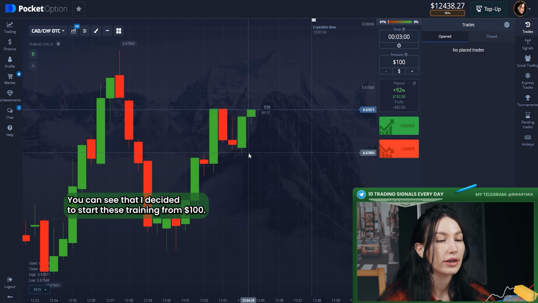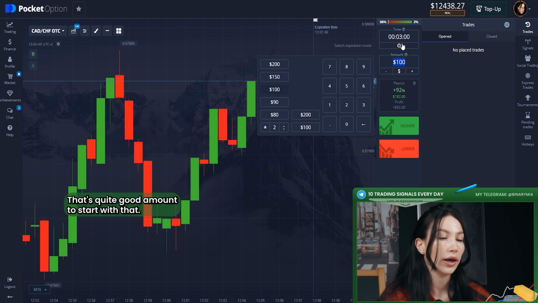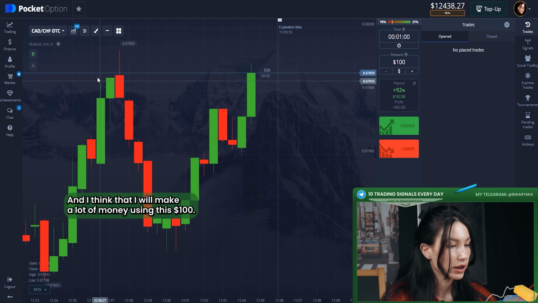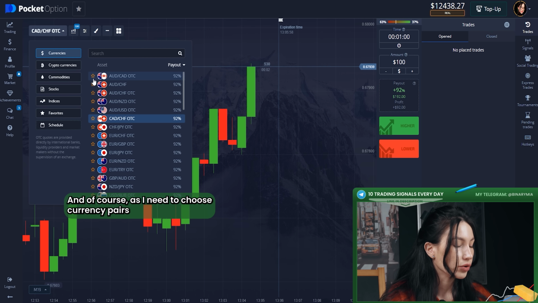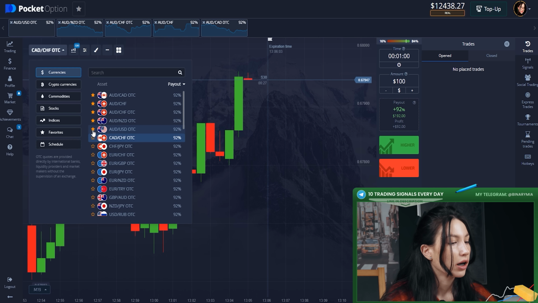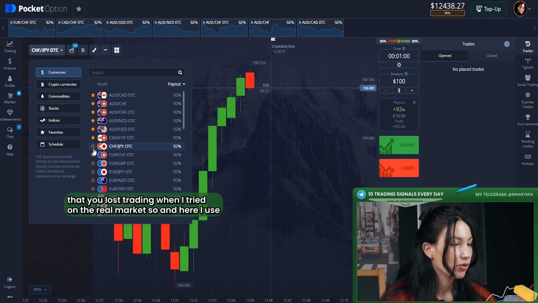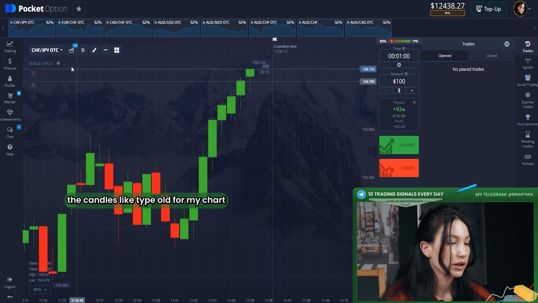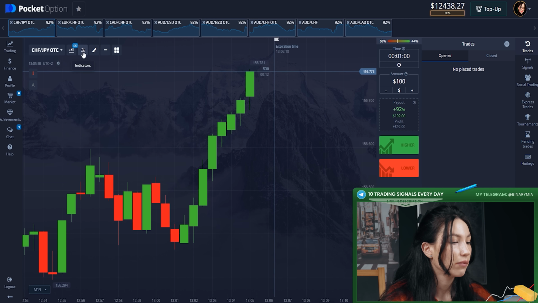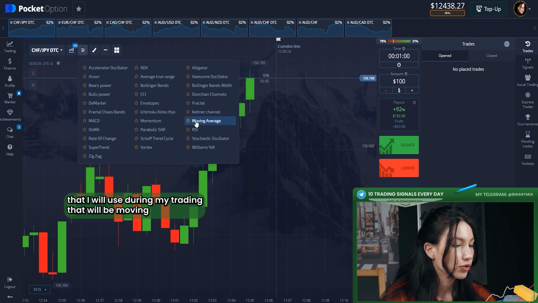Okay, I'm ready to start. You can see that I decided to start this trading from $100. That's quite a good amount to start with, and I think that I will make a lot of money using this $100. And of course, I need to choose currency pairs. You can see that AUDCHF is from the real market. I know that you love such trading when I trade on the real market. And here I use candles as the type of my chart with a period of 30 seconds. And right now I need to choose the indicators that I will use during my trading.